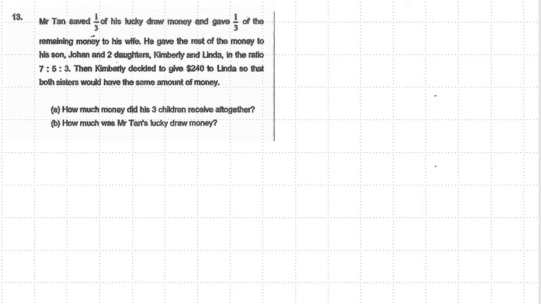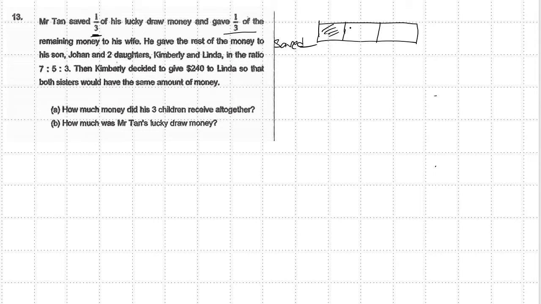He saved 1/3 of his lucky draw money. So I draw one bar here. Over here is save. But then you know that he gave 1/3 of his remaining to his wife.